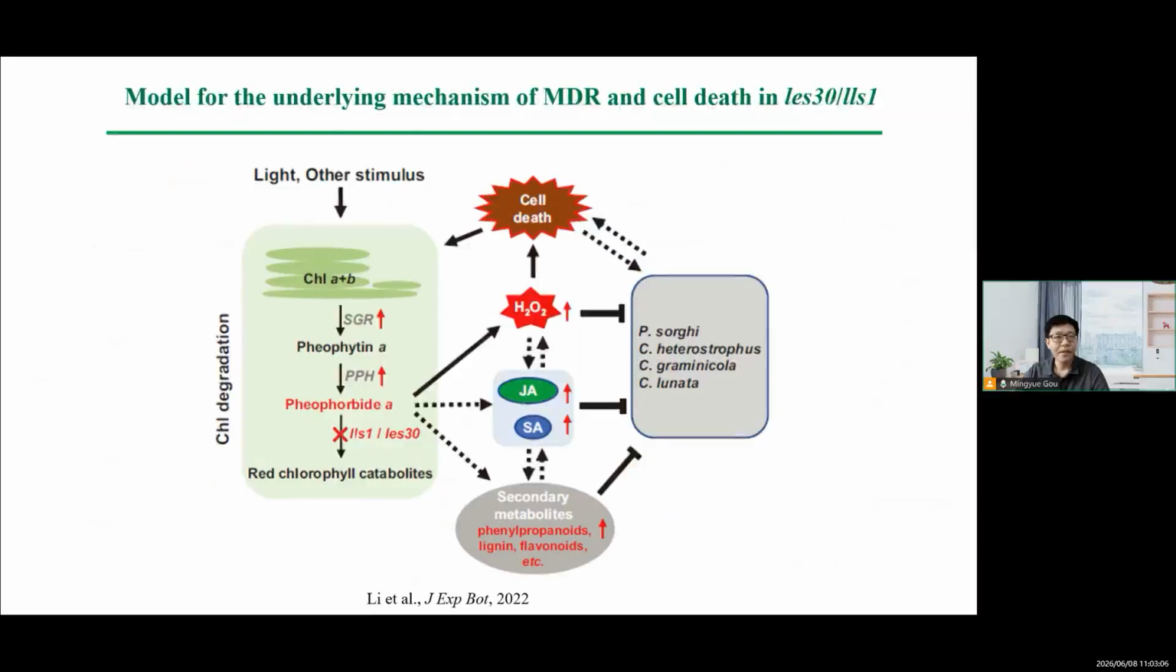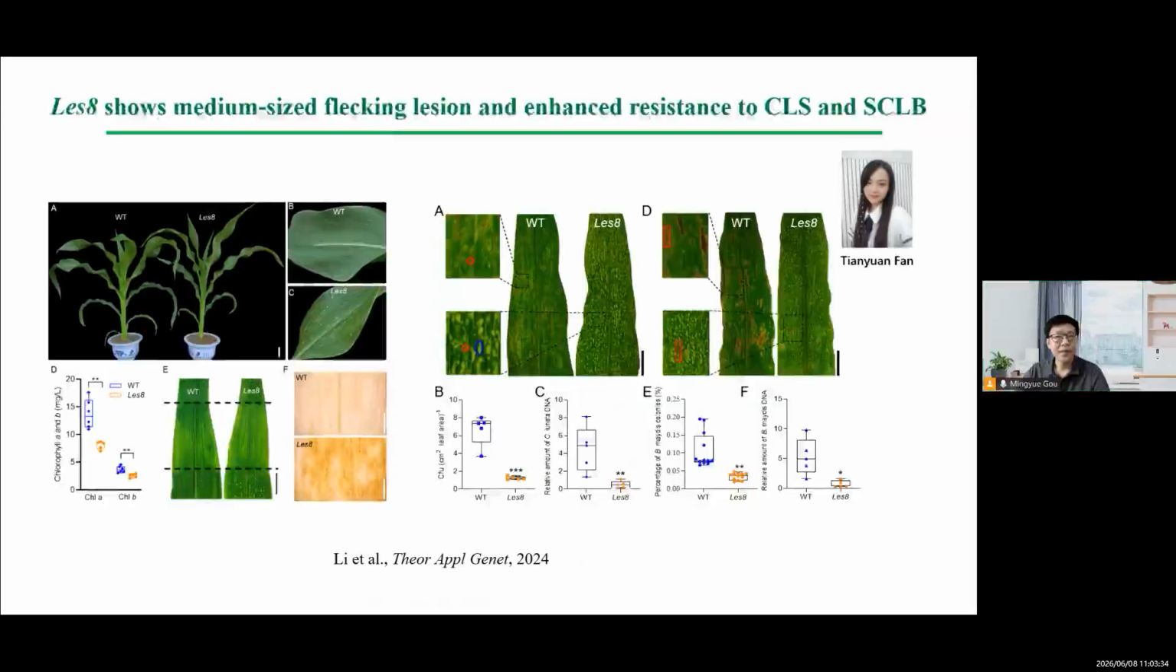With the above data, we propose that mutation in NAS30 interrupted the degradation of chlorophyll, resulting in the accumulation of pheophorbide A, which causes increased accumulation of hydrogen peroxide, jasmonic acid, salicylic acid, lignin, and flavonoids, thus conferring cell death and broad-spectrum disease resistance. The second mutant is NAS8, which shows medium-sized lesions.